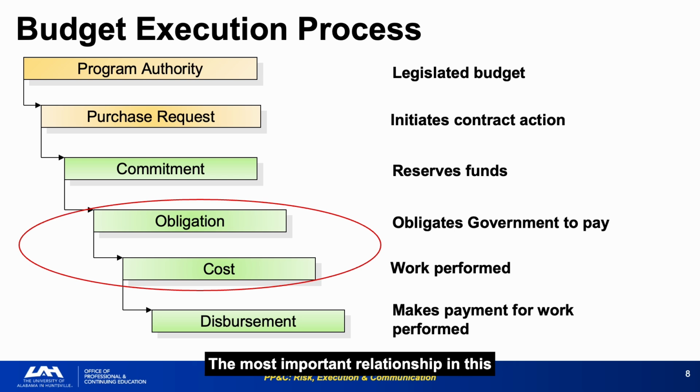Disbursement confirms payment. The most important relationship in this sequence for the analyst is that cost cannot occur without prior obligation. A contractor working without obligation coverage is creating a potential Anti-Deficiency Act violation. Keep the obligation status up to date and compare it to actual costs monthly. The gap between obligations and costs is your forward funding cushion. When that cushion disappears, the program has a compliance risk.